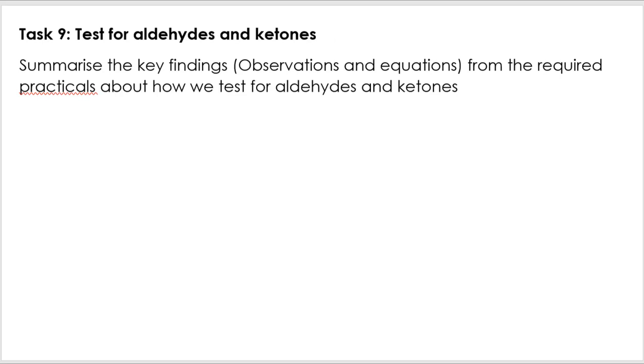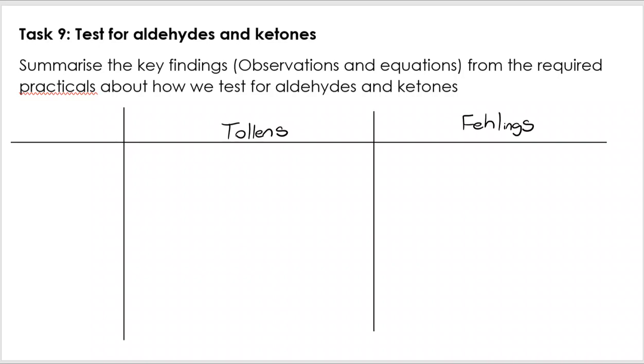Now, we do have some specific ones. We are going to avoid using acidified potassium dichromate(VI) in this point. So I am going to tell you that we are considering Tollens' and Fehling's. Have a go at filling in as much information about these as possible. Think about the reagents that we use, the conditions, the observations we make with an aldehyde, the observations we make with a ketone.